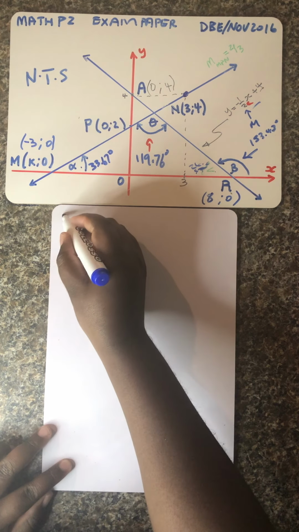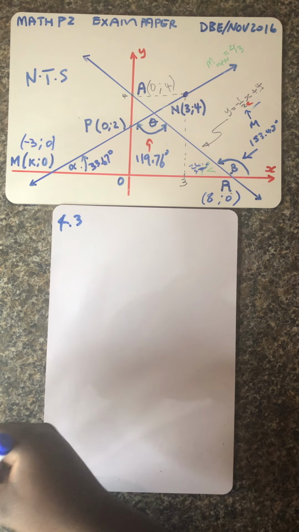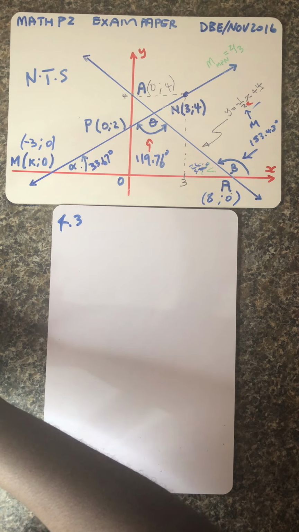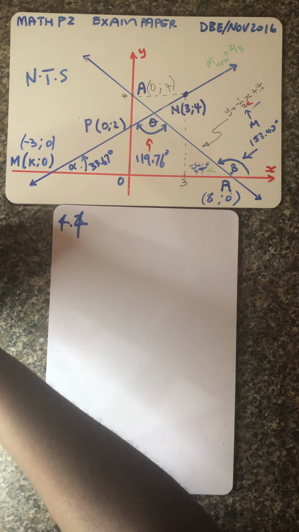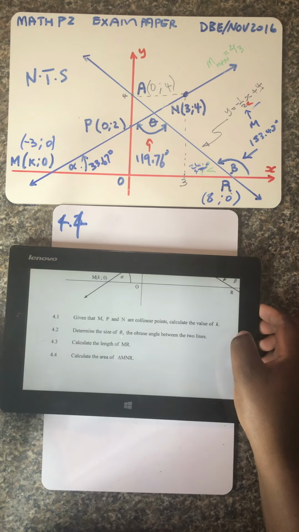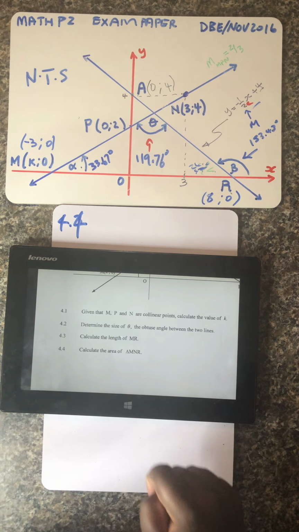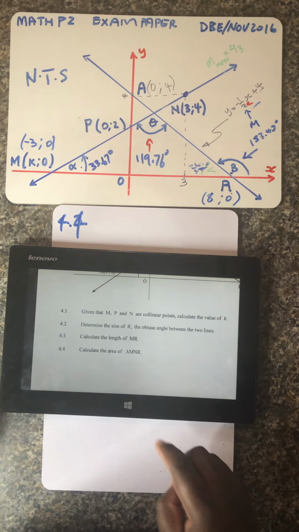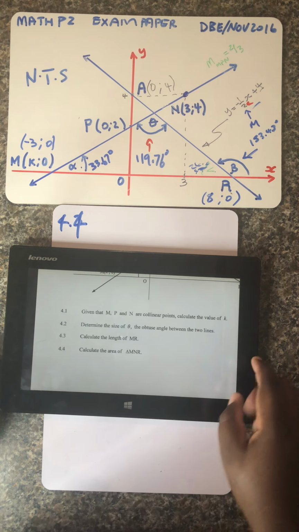Okay, guys, so now let's move to question 4. Is it 4.3 or 4.4? It's 4.4. We just did 4.3. So, guys, question 4.4 says calculate the area of triangle MNR.